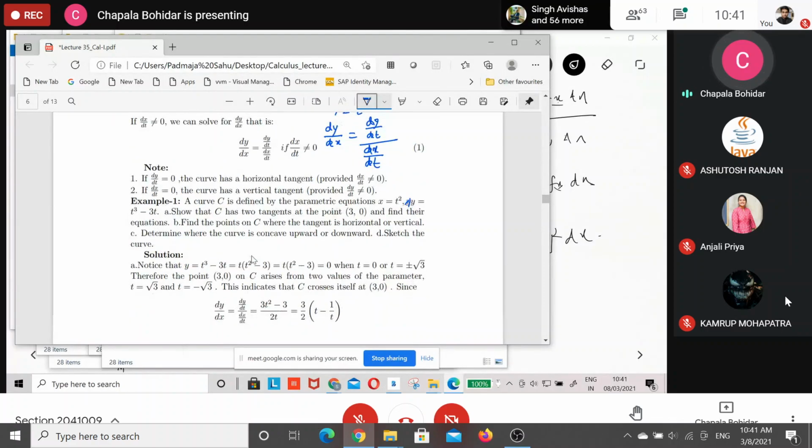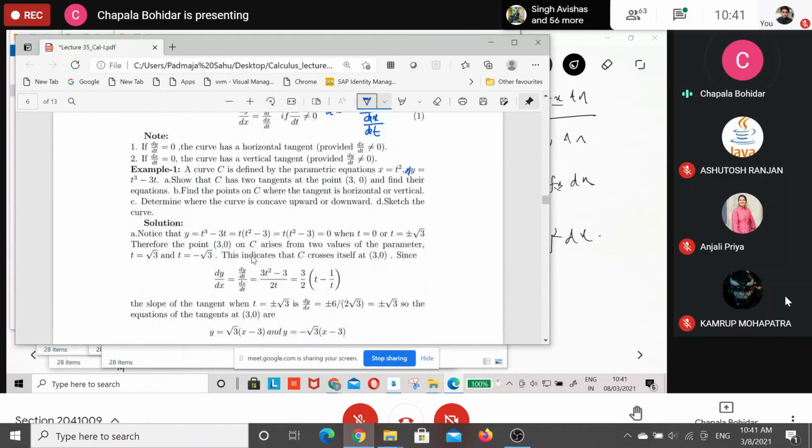dy/dx = (3t² − 3)/(2t). By substituting t = ±√3, we get dy/dx equal to this. By simplifying, it is also ±√3.